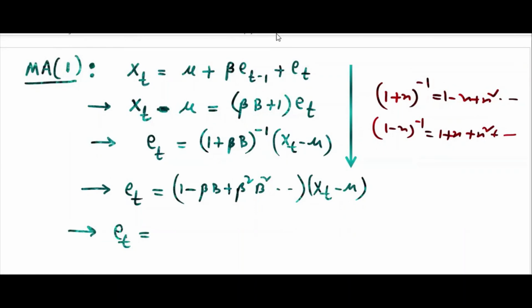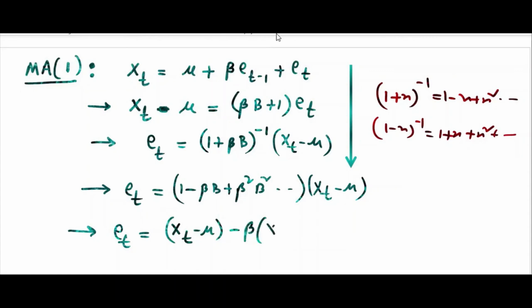So X_t minus mu you will get anyway. Then beta B times X_t minus mu. Term by term, if you write, you will get all this because the mu is there. That mu I have written here. So that way you will get this one. What is B of X_t minus mu? Let me write first: X_t minus mu minus beta. What is B of X_t minus mu?